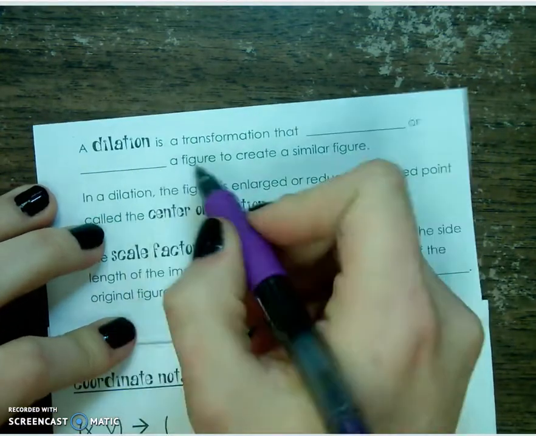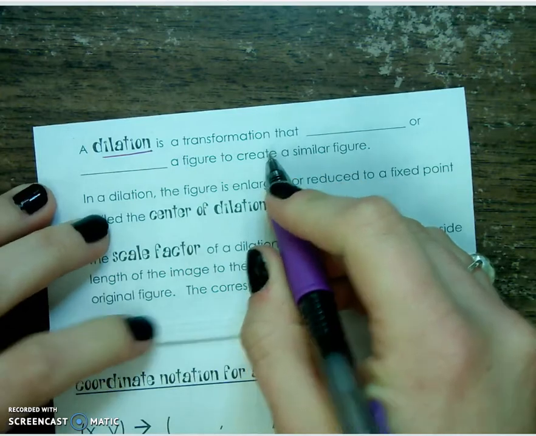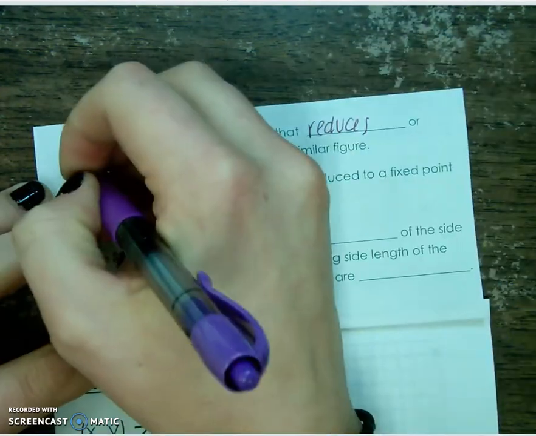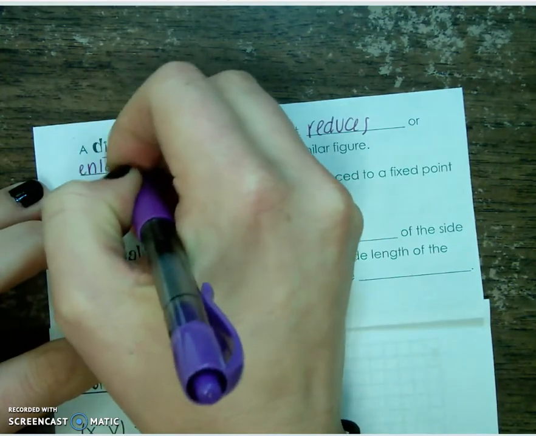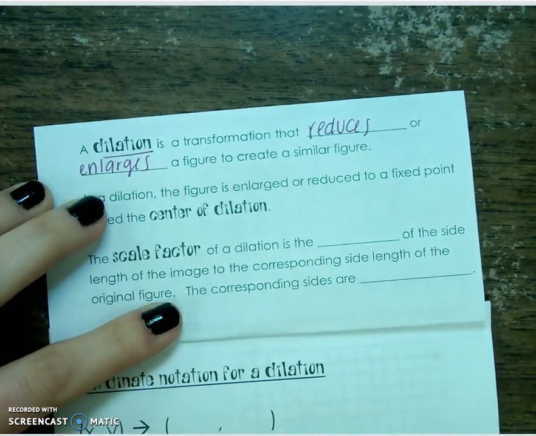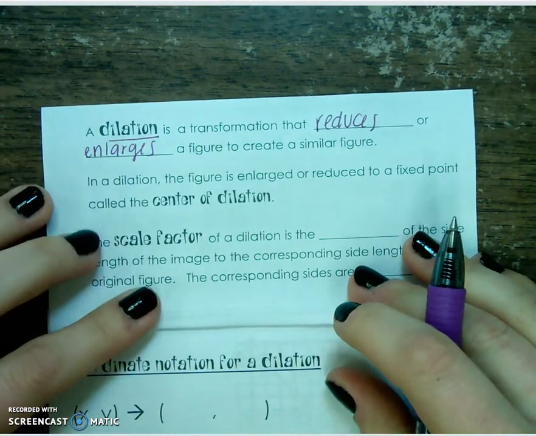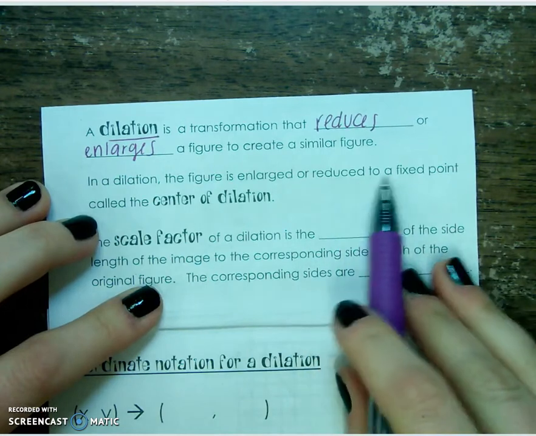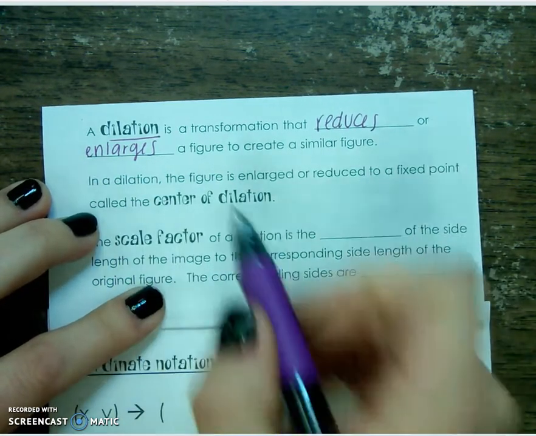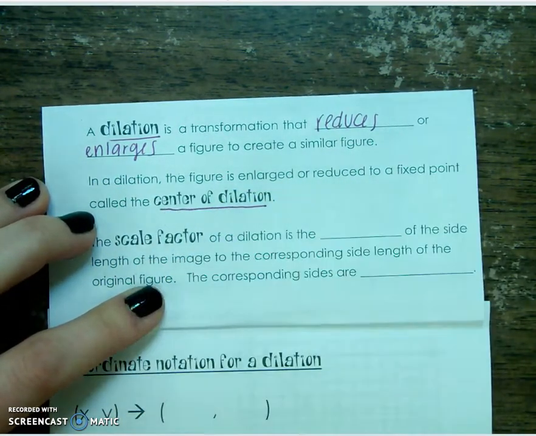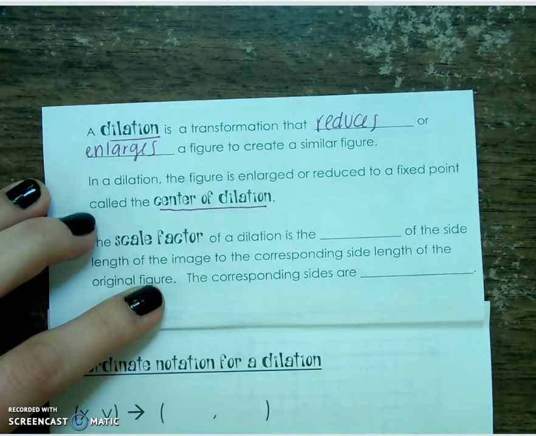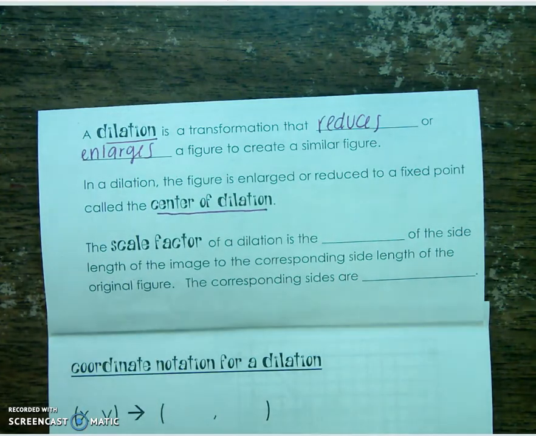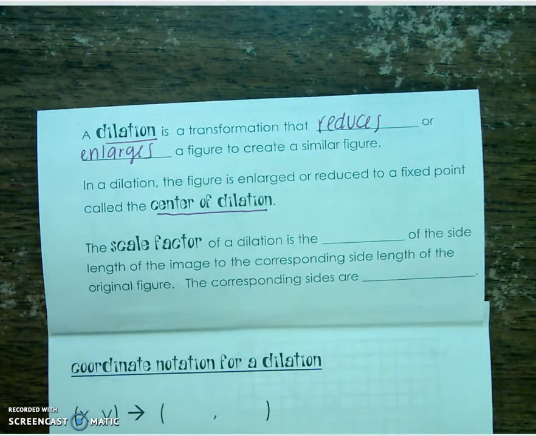A dilation is a transformation that reduces or enlarges a figure to create a similar figure. In a dilation, the figure is enlarged or reduced to a fixed point called the center of dilation. This is similar to the center of rotation, the point where everything was rotated around. This is a point that everything was dilated around.